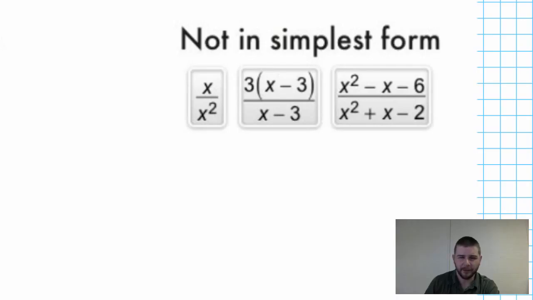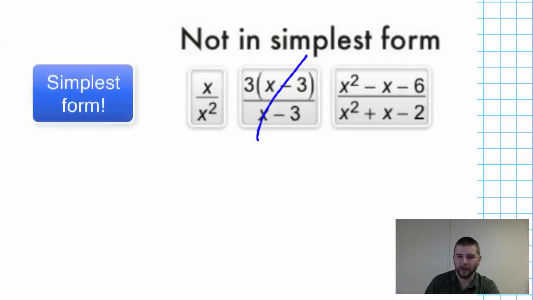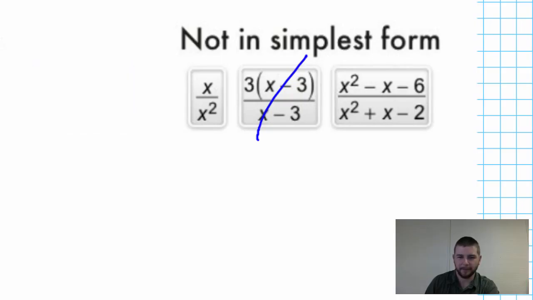The next example, 3 times the binomial x minus 3 over x minus 3. Well, that just equals 3. We can cancel out the binomials in the numerator and denominator and find 3 over 1, or just plain 3. And our final example of not in simplest form, x squared minus x minus 6 over x squared plus x minus 2. In order to determine if this is in simplest form, we should factor.